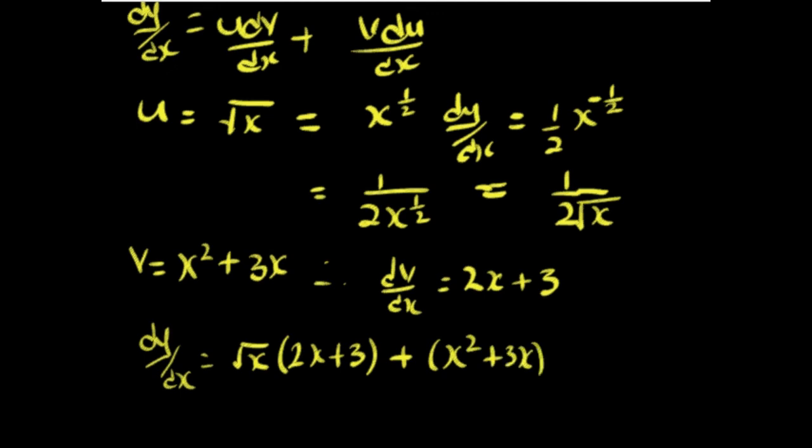The next part of the formula says du over dx. So what do we have as our du over dx? 1 over 2 root x. We cannot simplify this any further, so this would be our final answer.